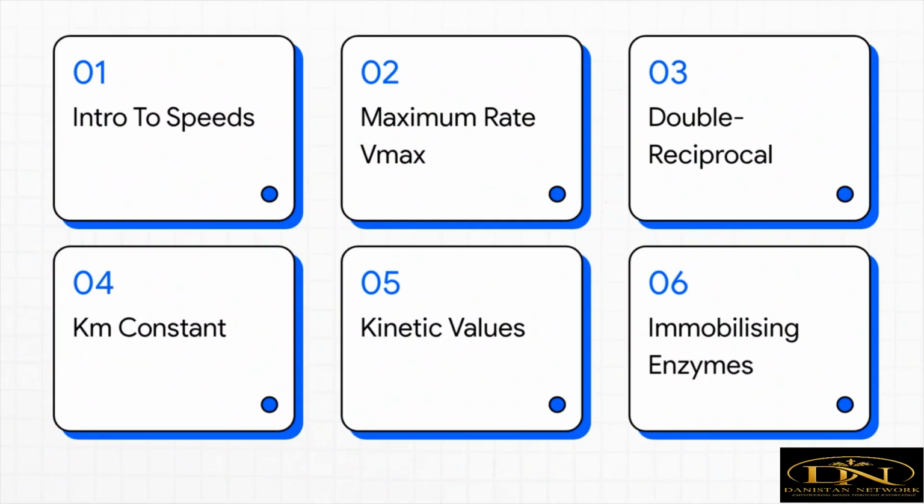We'll kick things off with an introduction to enzyme speeds, and then move right into understanding maximum rate Vmax. From there, we'll tackle the brilliant mathematical workaround of the double reciprocal plot. After that, it's the Michaelis-Menten constant Km, followed by the significance of kinetic values in the real world. And finally, we'll bring it all together by exploring how industry is immobilizing commercial enzymes.